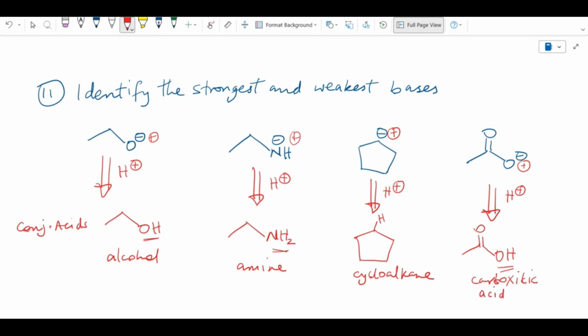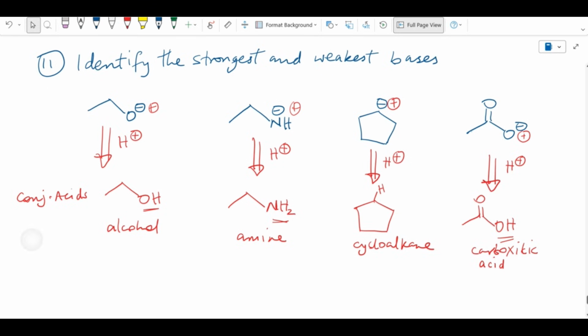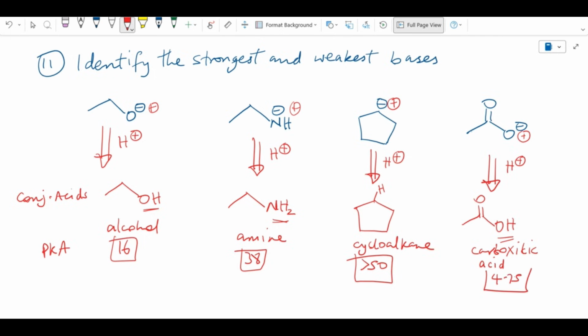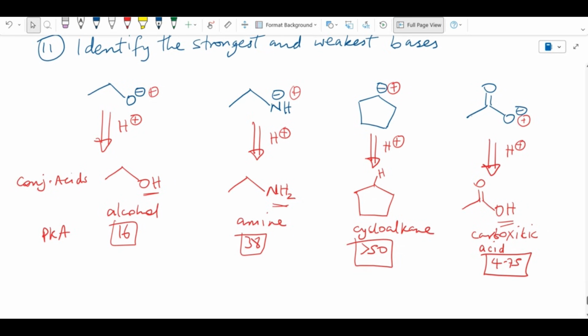Then go ahead and assign the pKa. Whichever pKa is the highest would be the strongest base, and whichever pKa is the lowest will be the weakest base. So the alcohol has a pKa of 16. Amine has a pKa of around 38. Alkanes have a pKa of above 50. Carboxylic acid has a pKa of 4.75, or 5 approximately.